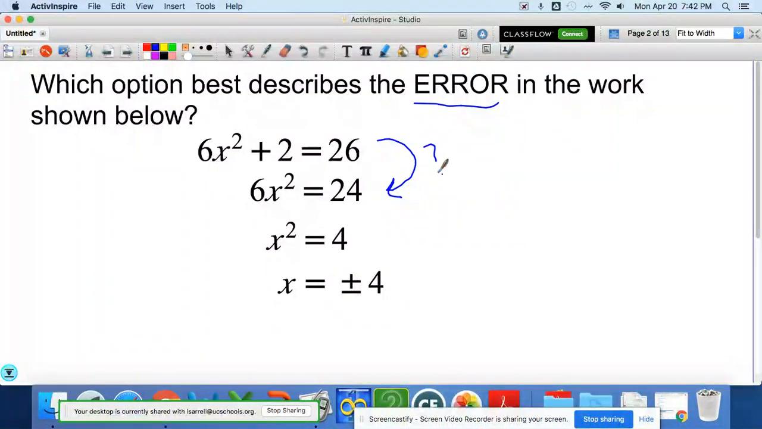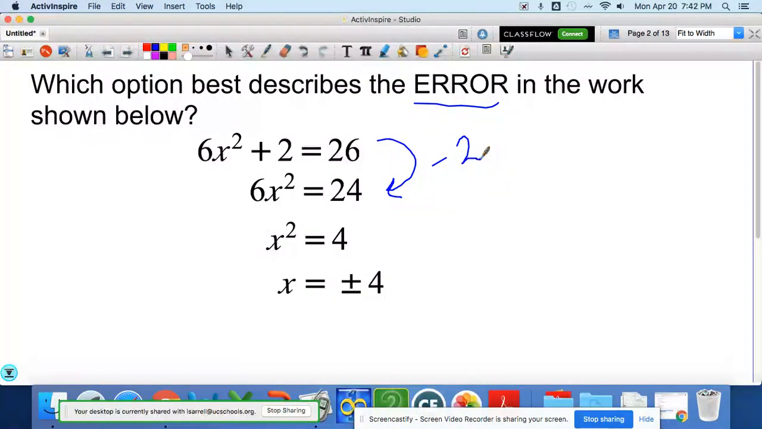So what happened here? You have to first identify what did the person do. It's kind of like being a teacher. You have to identify what did the student or the person here do, and then decide, did they do it correctly? So from our first top equation down to our second one, it looks like they subtracted 2 from both sides. Now we analyze, did they do it correctly?